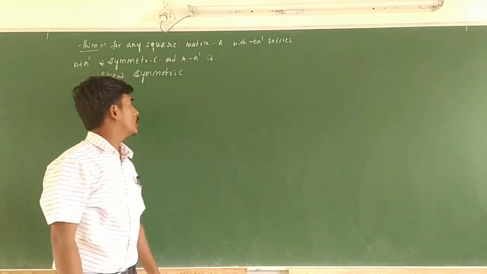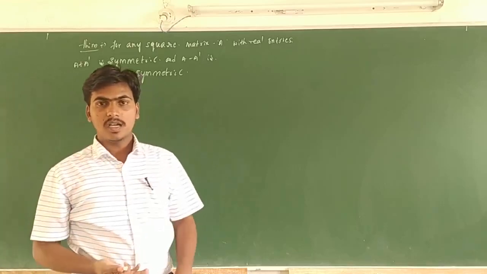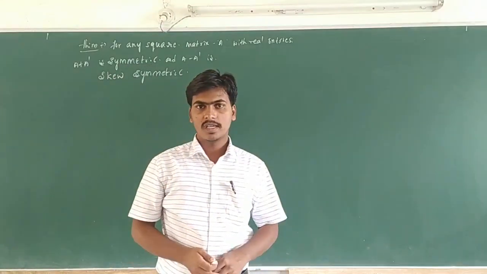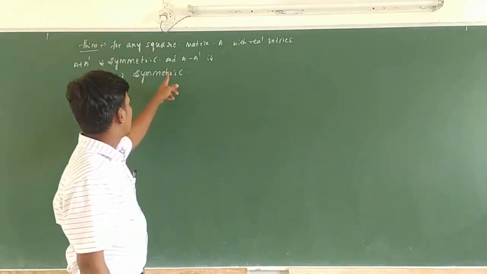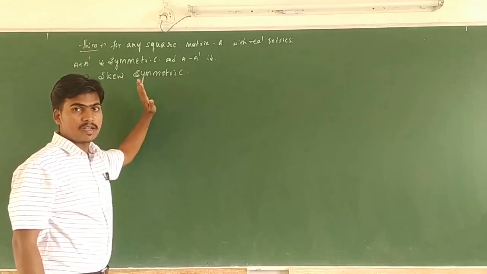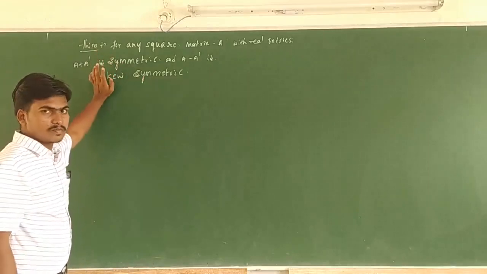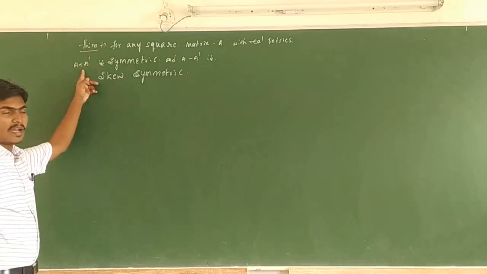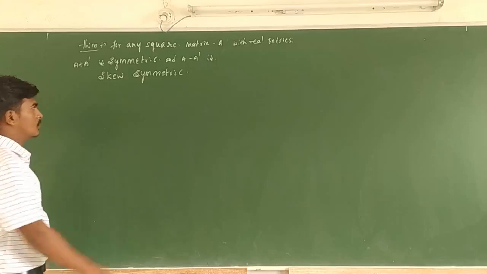Here, before going to this theorem, you have to know one thing. Both symmetric and skew symmetric conditions are applied only for square matrices. Only when it is a square matrix do the symmetric and skew symmetric conditions apply. We cannot apply symmetric and skew symmetric to every matrix. Okay? So again, for any square matrix with real entries, A plus A transpose is symmetric and A minus A transpose is skew symmetric. We are going to prove this.